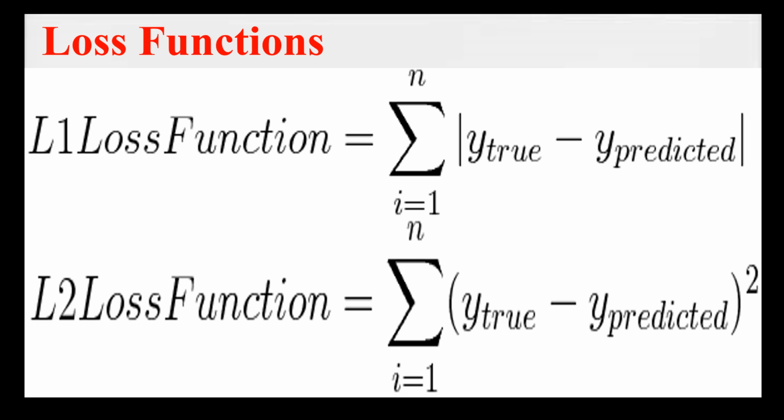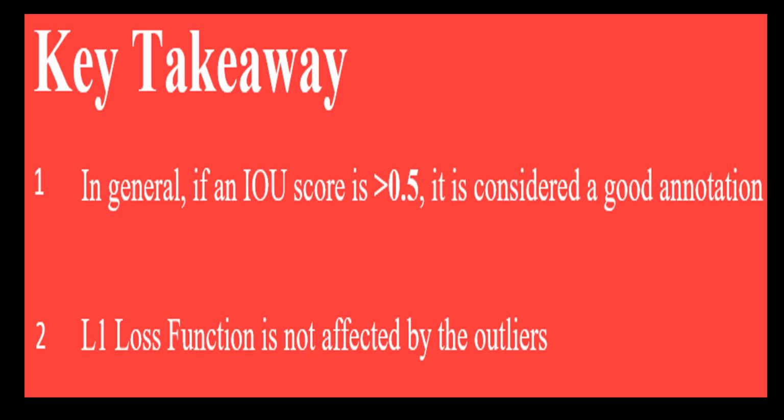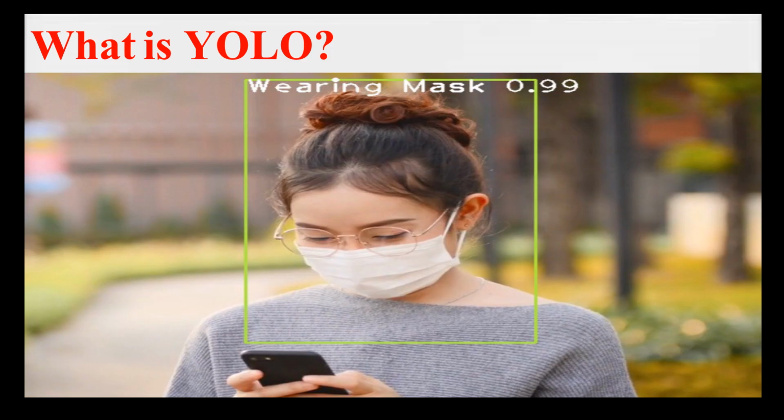So the key takeaway from this is that if the intersection over union score is greater than 0.5, then it is considered a good annotation. Also, the L1 loss function is not affected by the outliers.